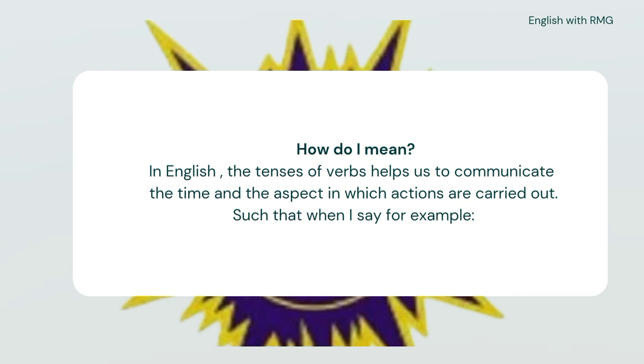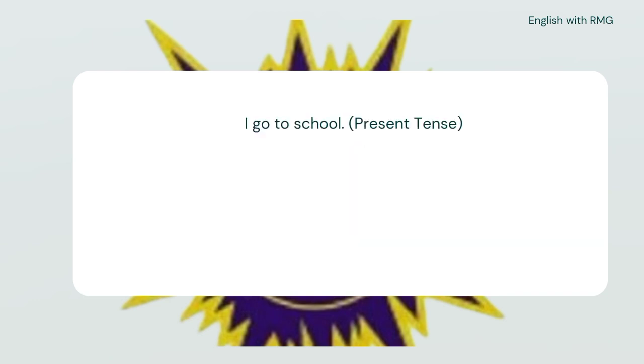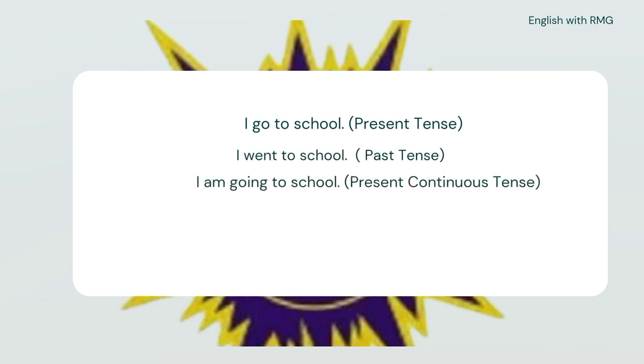In English, the tenses of verbs help us to communicate the time and the aspects in which actions are carried out. Such that when I say, for example, that I go to school, then you can tell that I'm talking about what is happening in the present. But when I say I went to school, you can tell that that is an action in the past. Probably earlier today, yesterday, or a few days ago. Then if I move on to say, I am going to school, you can tell that that is a present continuous action in the moment.